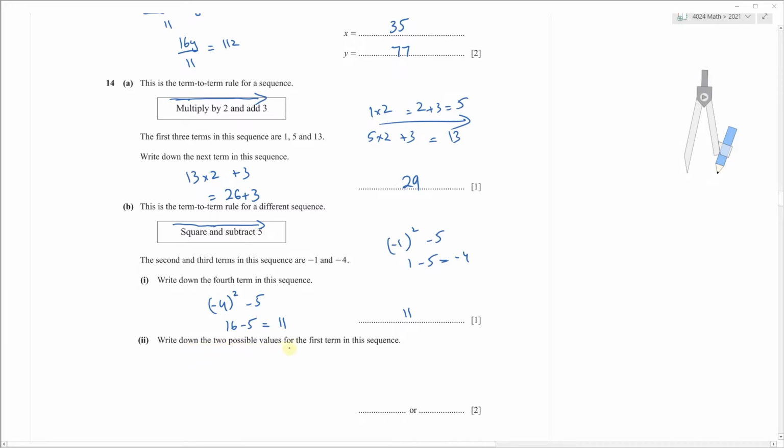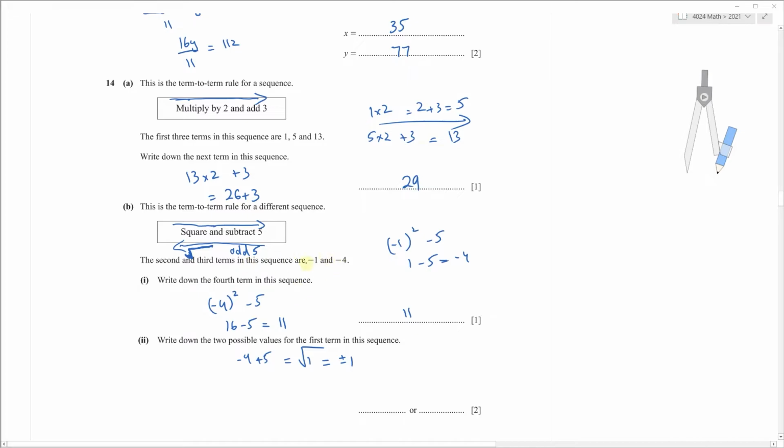Write down the two possible values for the first term in this sequence. So this is the second term, third term. To get the first term, you have to go back in this direction and do the opposite operations. You're subtracting 5 in this direction, so in the opposite direction, you will add 5 and then take the square root. And you can also verify this. Let's take minus 4. If I add 5, minus 4 plus 5 is 1. And then take the square root. The square root of 1 is plus or minus 1, and this is minus 1, so this is correct. We are taking the negative value of the square root here.